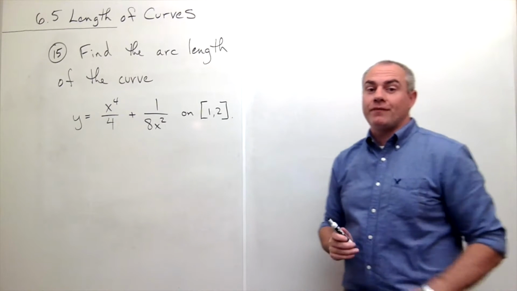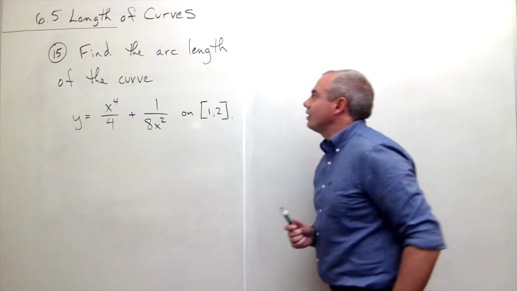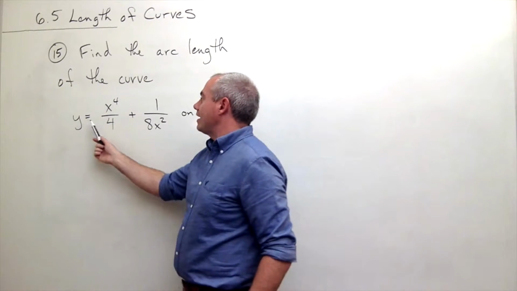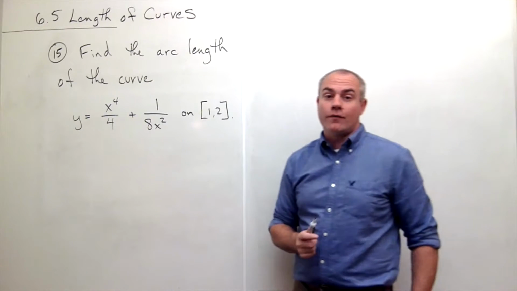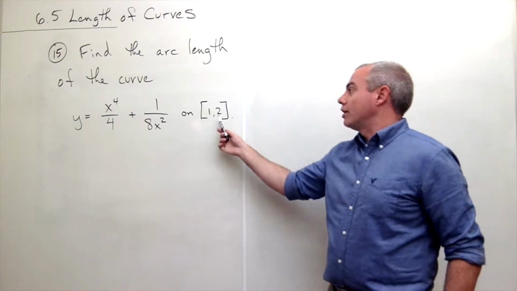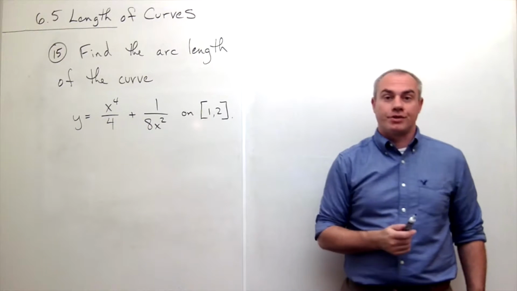I'm the calculus professor, and today I'll be talking to you about arc length. In problem number 15, I'd like to find the arc length of the curve y equals x to the 4th over 4 plus 1 over 8x squared on the interval from 1 to 2.